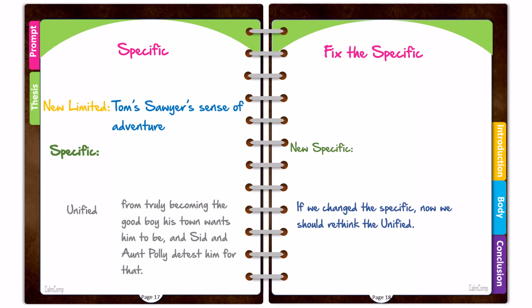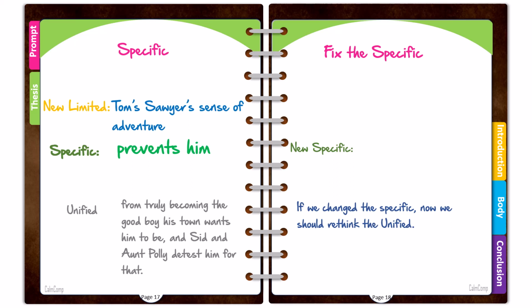Now, let's move on to our specific. The limited, specific, and unified are all connected. Therefore, if we change one part, we're going to need to revise the other so everything makes sense. Let's look at this specific that we had before we changed the limited. Prevents him. It's not going to be accurate anymore because our subject has changed. We're going to need to further develop new ideas so we can have a clear thesis.